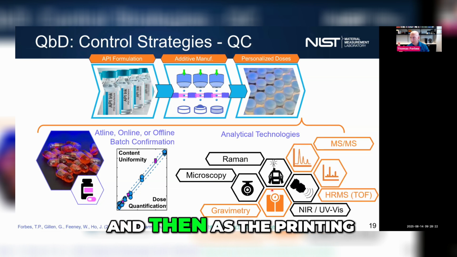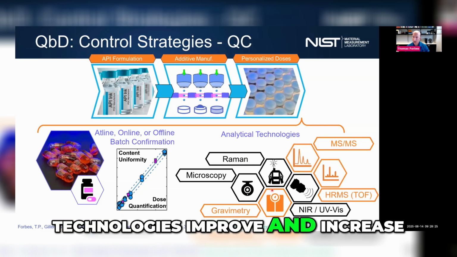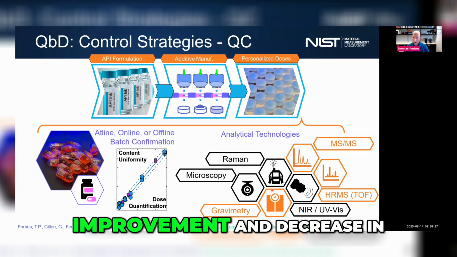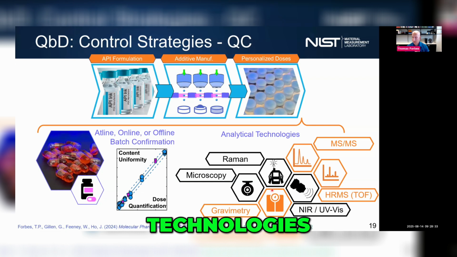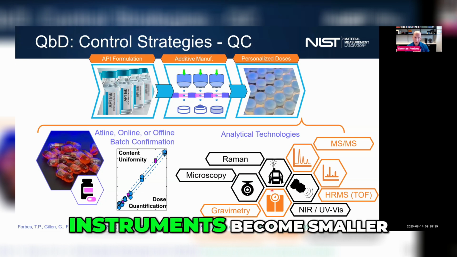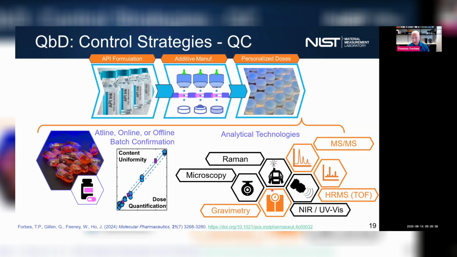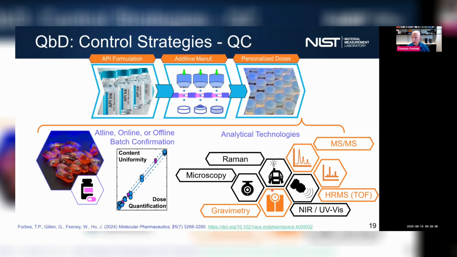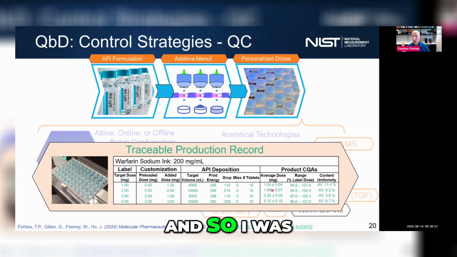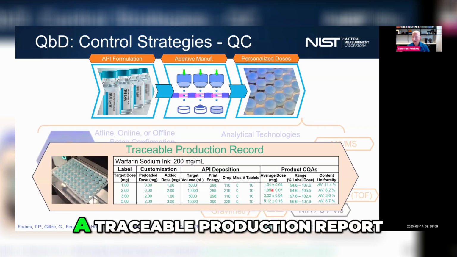And then, as the printing technologies improve and increase, we've also seen an improvement and decrease in size for more on-site, very specific technologies such as mass spectrometry. And so as these instruments become smaller and smaller, they may not be something you're seeing at a pharmacy, but if you have a distributed manufacturing site or one of these on-demand pharmacies where you're rolling up with a number of trailers and you're setting up a pharmacy in a natural disaster area, you might have this analytical technology for your quality control. And so I was happy to see this with these companies too, a traceable production report.